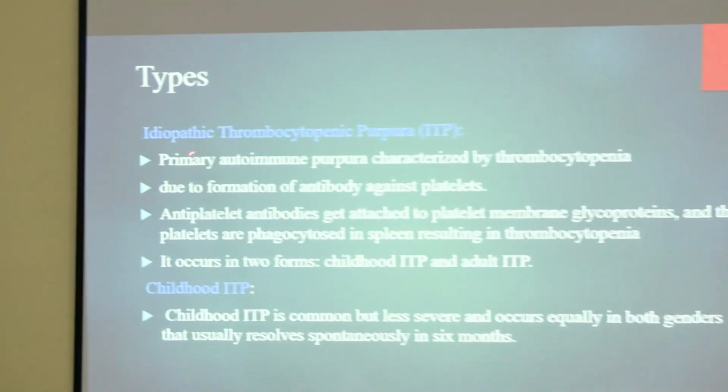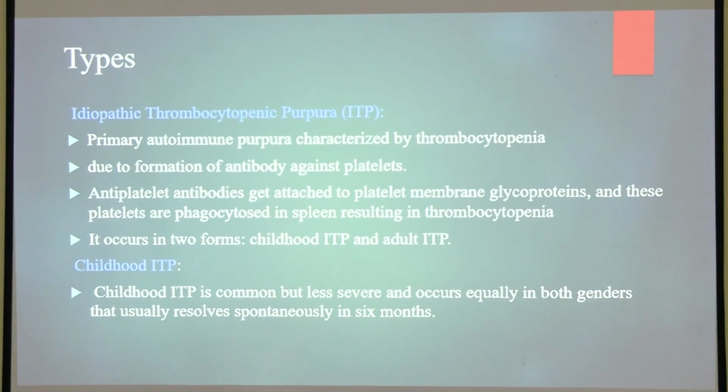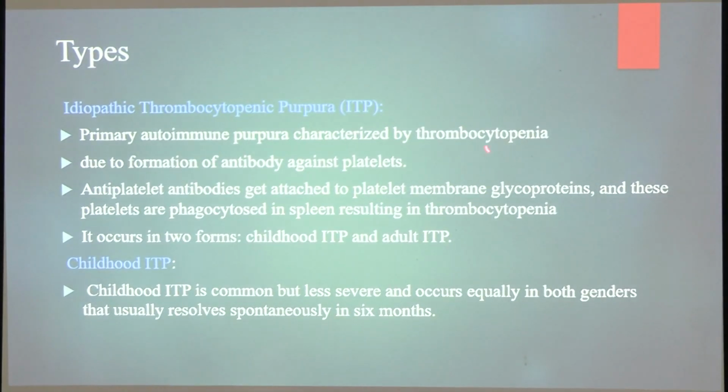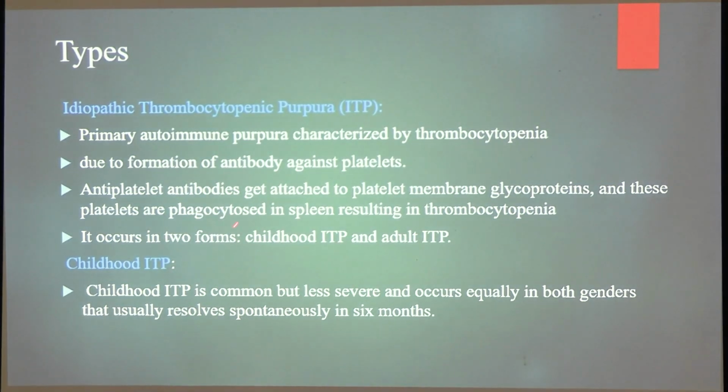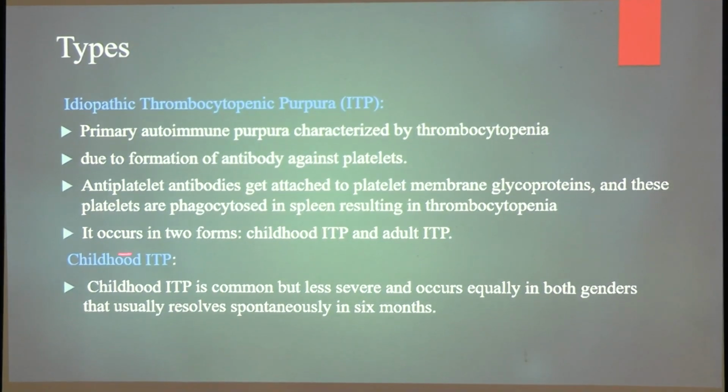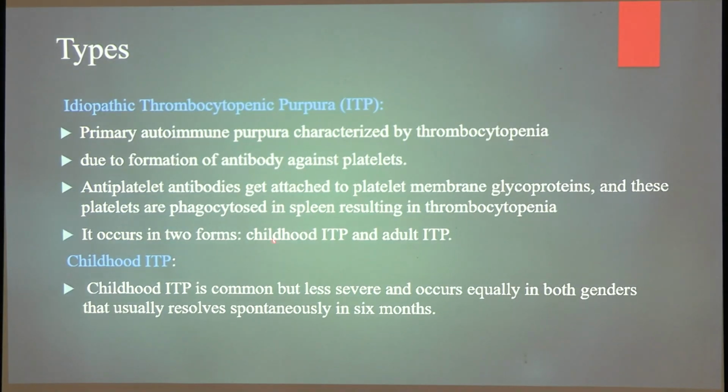So the types: we call it ITP, Idiopathic Thrombocytopenic Purpura. It is characterized by thrombocytopenia, where the platelet count decreases, due to the formation of antibodies against platelets. The antibodies destroy the platelets. There are two types, childhood ITP and adult ITP.